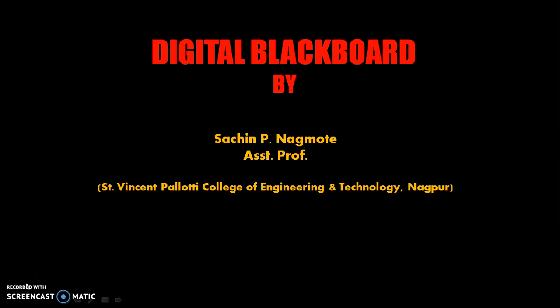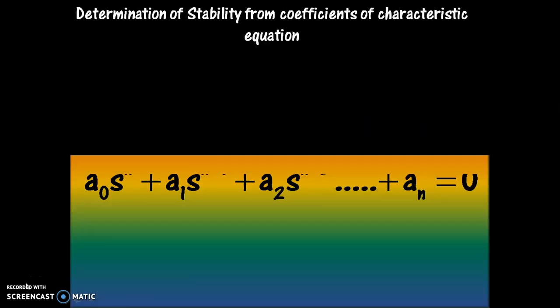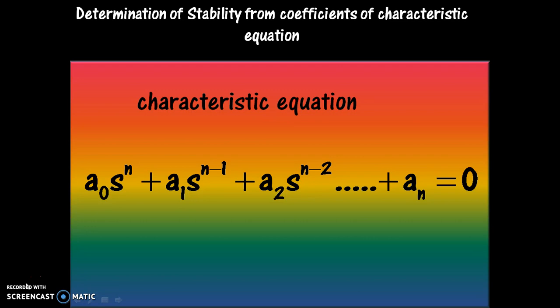In the last video, we have seen the stability of control system and determination of stability by using the coefficients of characteristic equation. In this video, we are going to discuss the problems on Routh's stability criteria. So we know that we can determine the stability just by using the coefficients of characteristic equation. So A0, A1, A2 up to AN, these are the coefficients of the characteristic equation given.